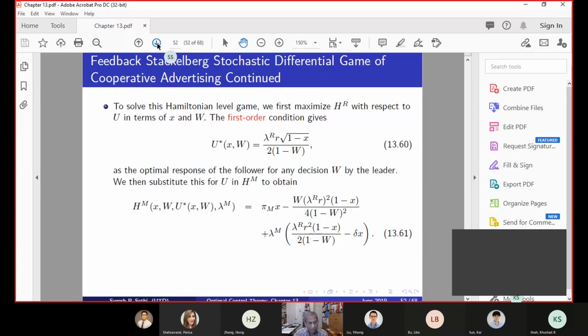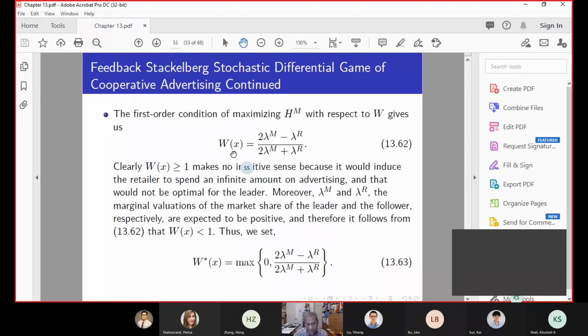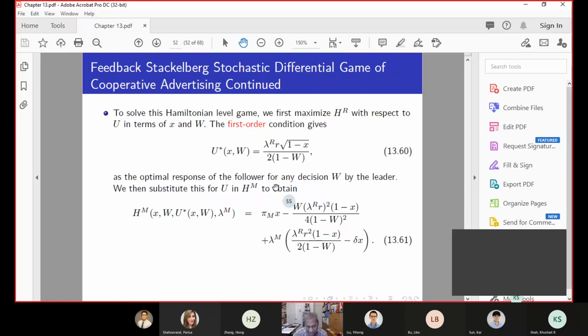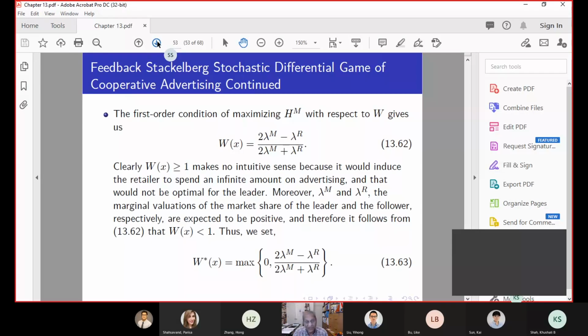Okay, so we have a Hamiltonian now defined this way. Then we take the first order condition of maximizing this H m. What we are now doing is taking the response function of the retailer into account to formulate our Hamiltonian, that's the manufacturer's Hamiltonian. Then we try to decide what is the w, so we take the derivative with respect to w. That's a single period game that's defined in our supply chain literature. It's like a newsvendor; every period we are solving a problem like a newsvendor in some sense. So now we get the first order condition w of x in terms of this.